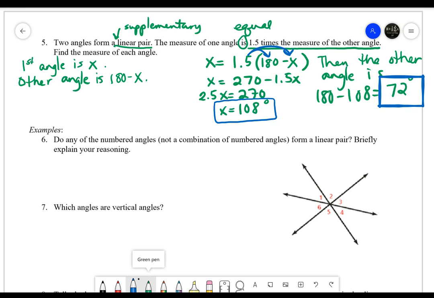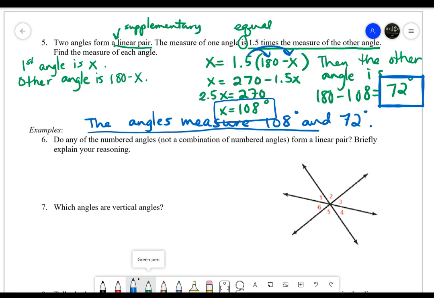Just a quick check. Does 72 plus 108 equal 180? Yes. And so your final answer would be, if you wanted to make it completely formal, when it says find the measure of each angle, the angles measure 108 degrees and 72 degrees. That would be like an excellent final answer. Okay, number 6, more examples.